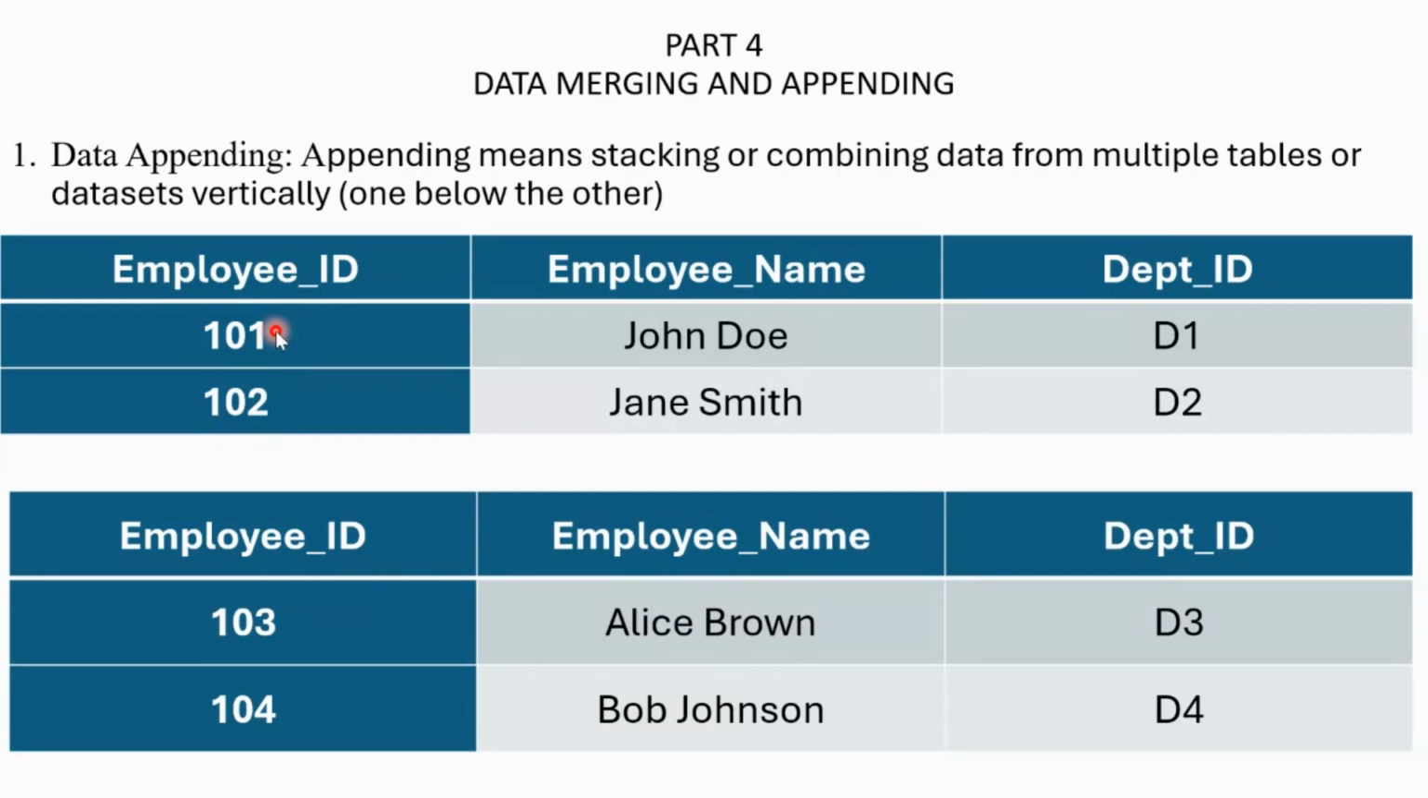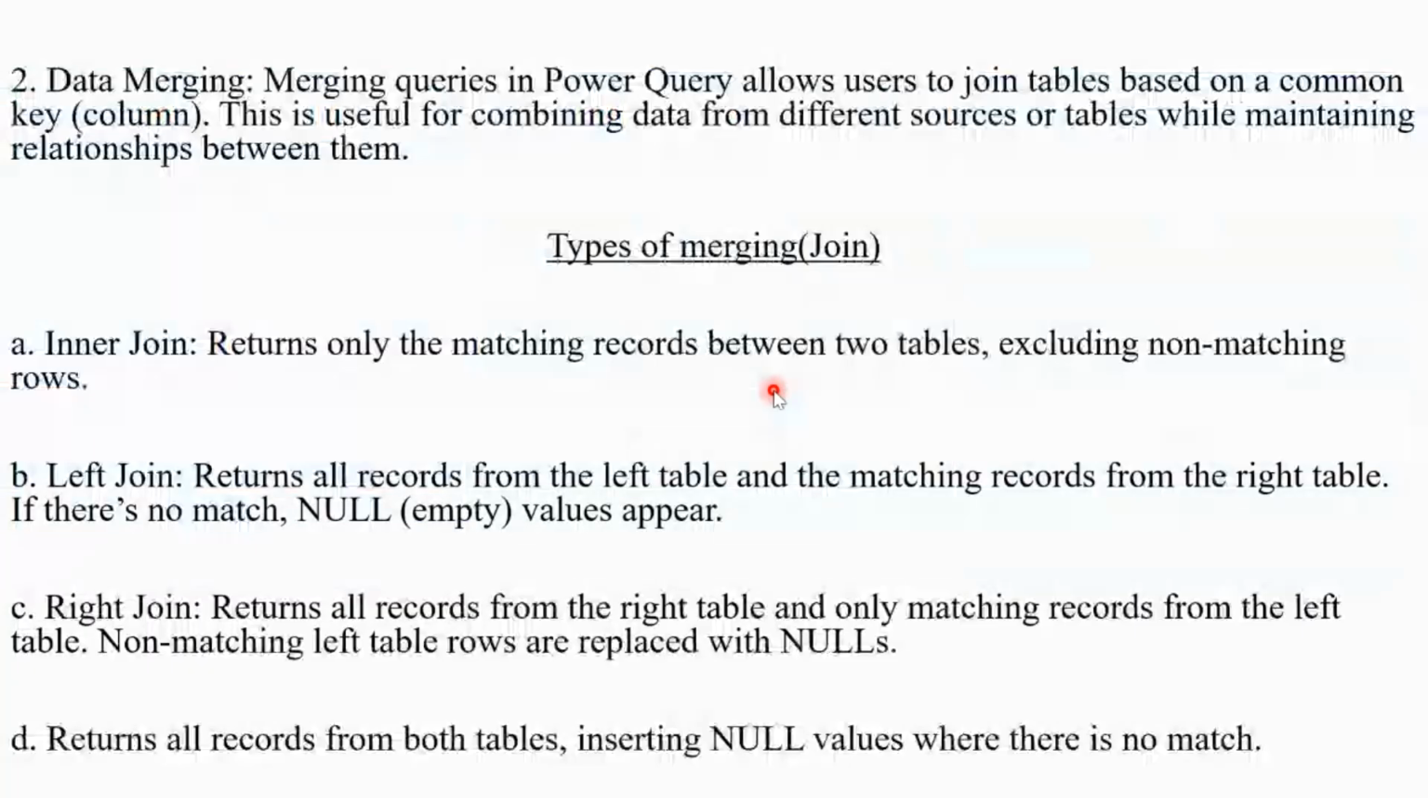You understand? So this one is unique, this one is unique, this one is unique. The reason we're having this is because we don't want to have a duplicate value whenever we are trying to join two tables together. That is merging. So here now, we have different types of merging. Then I'm going to explain. Now, we have inner join.